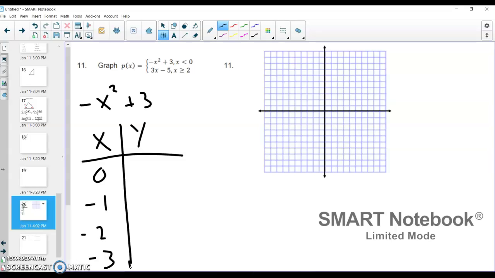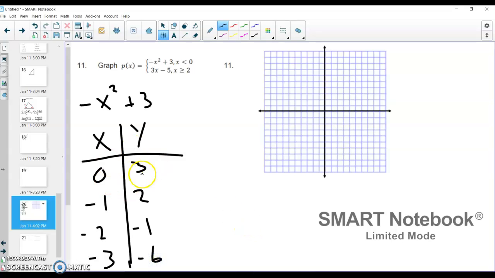Plugging in 0, I get 0 squared equals 0 plus 3 is 3. For -1, -1 squared is 1, the negative makes it negative, so -1 plus 3 is 2. For -2, -2 squared is positive 4, and then the negative makes it negative, so -4 plus 3 is -1. And for -3, -3 squared is 9, the negative makes it negative, so -9 plus 3 is -6.